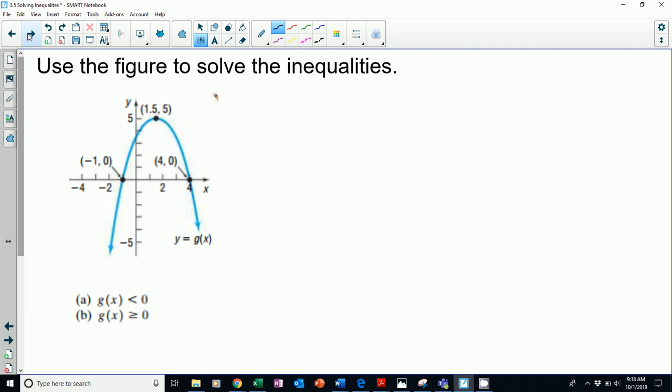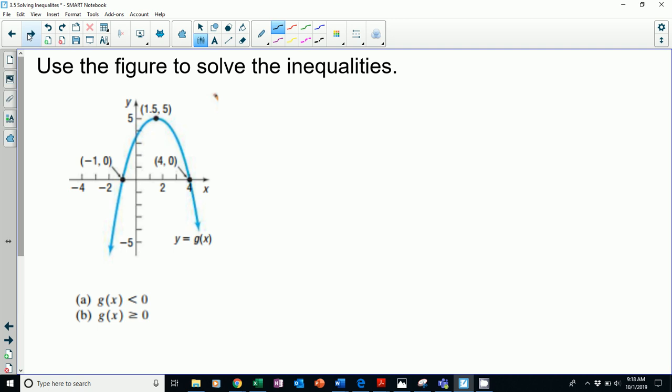So whenever we have two intercepts, we're going to have three intervals in the graph. So the intervals are from -∞ to -1.